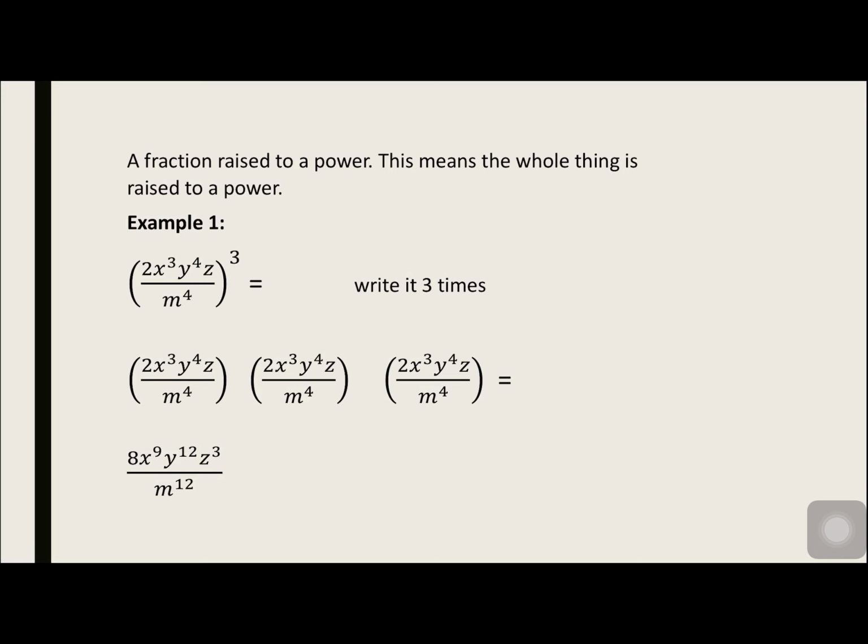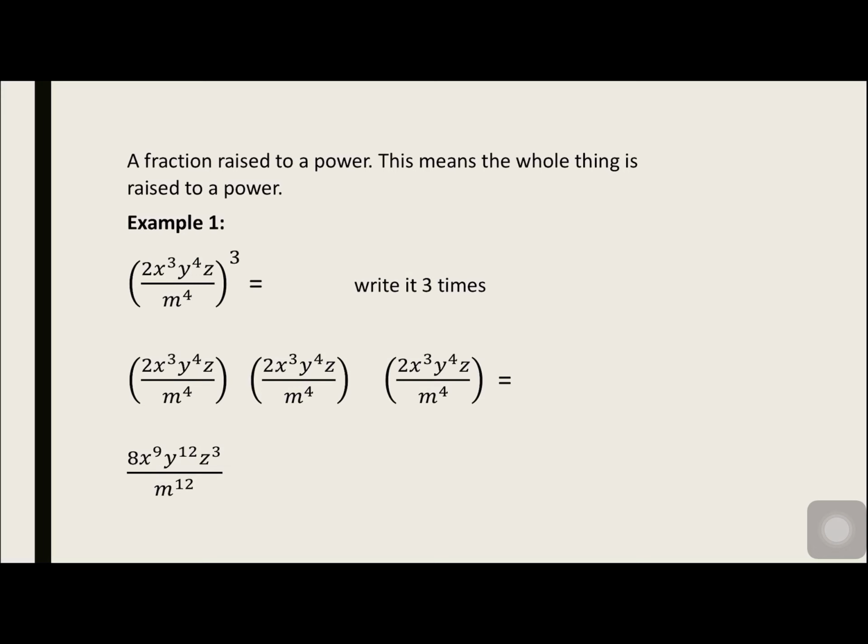If you're looking at your exponents from the top part, you can multiply. For x, 3 times 3 is 9. For y, 4 times 3 is 12. Z, understood, 1 times 3 is 3. On bottom, for the m, 4 times 3 is 12.